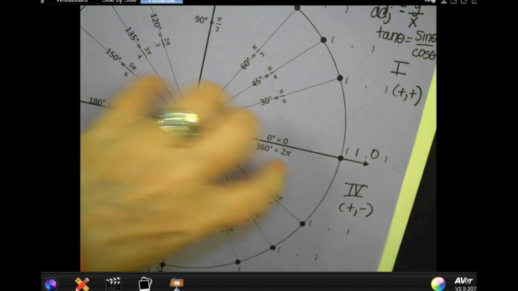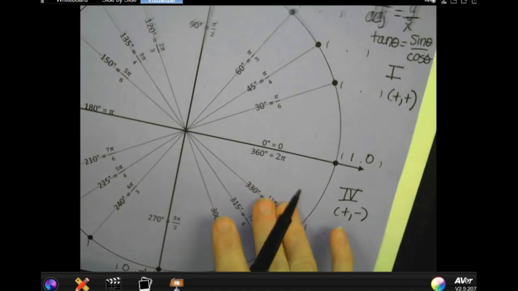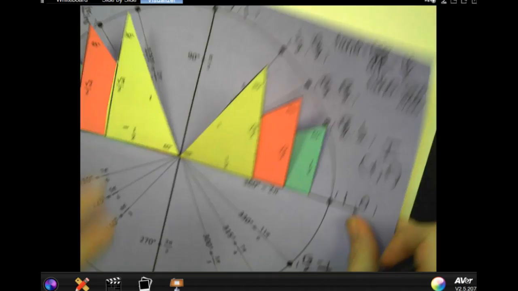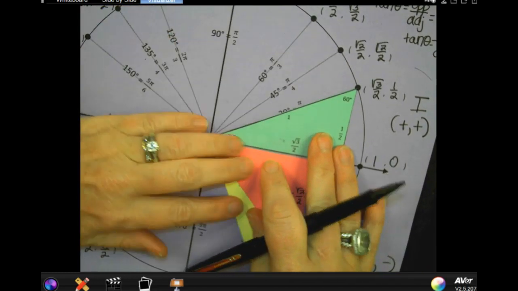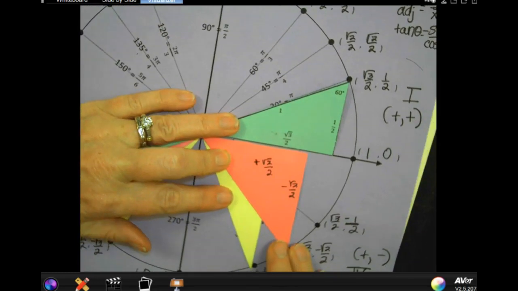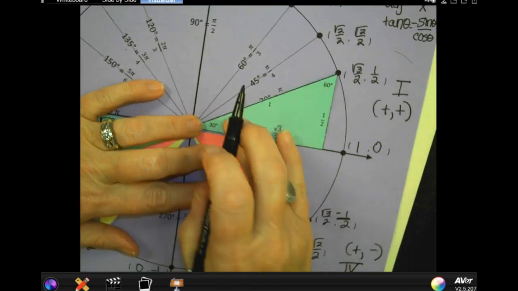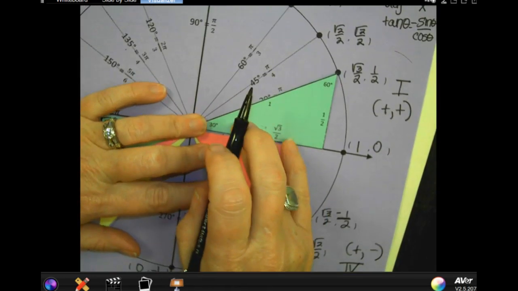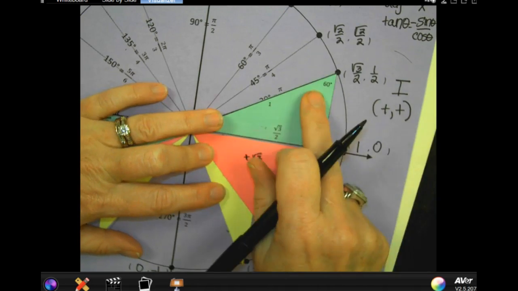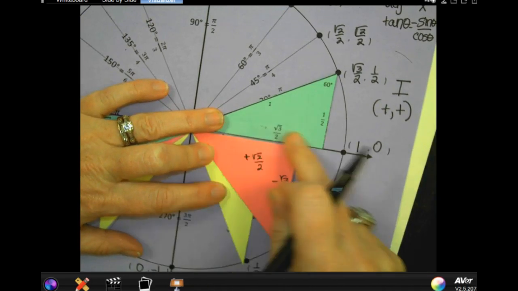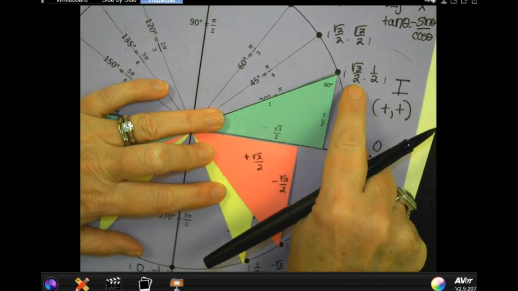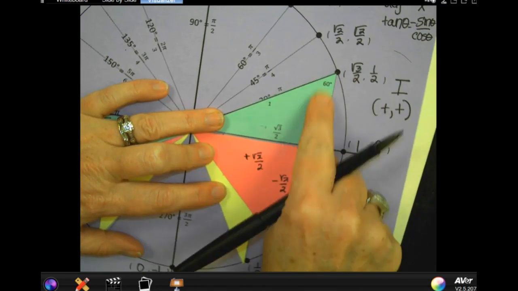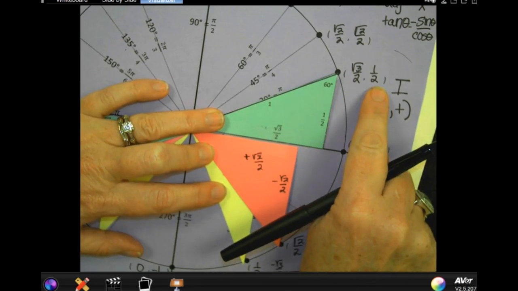Okay, so I want the coordinates all the way around. So here we go. So turn everything down except for the green one. This is my 30-degree triangle. And so the coordinate points, I want the x and the y value. So the x value is the square root of 3 over 2, and the y value is a half.